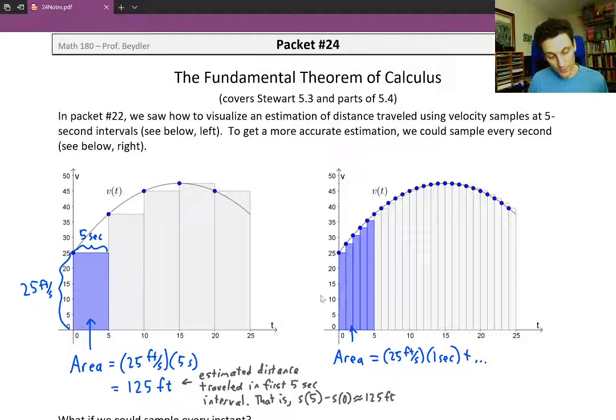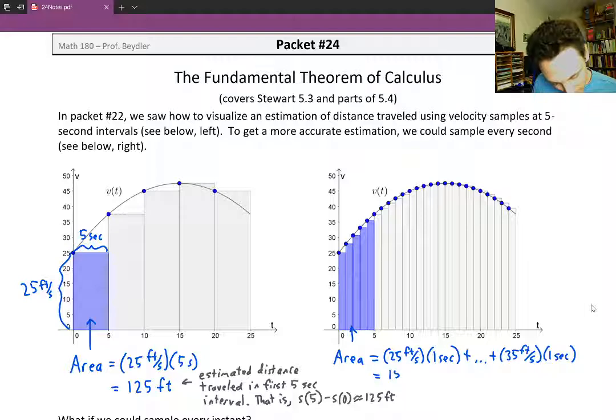So that's just the first rectangle. And then the second rectangle will have a calculation, and the third and the fourth, and then the fifth one, that looks like it's about 35 feet per second. So last one, let's say it's 35 feet per second times 1 second. So from t equals 4 to t equals 5, our estimated distance traveled is 35 feet per second times 1 second, which is 35 feet. And so this is going to be 151 feet, approximately.